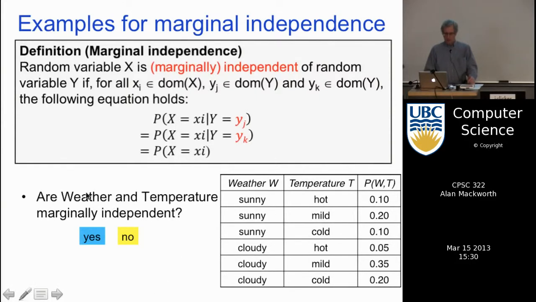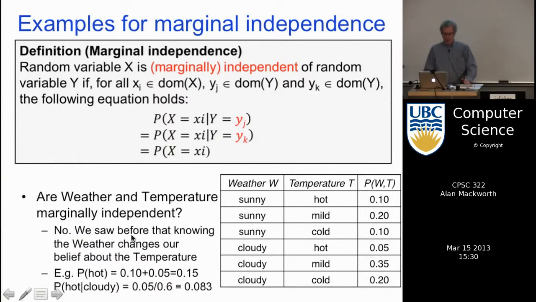So are weather and temperature marginally independent? Well, I hope by now you understand the answer is no, because we proved it right at the beginning of the class, right? No, we saw before that knowing the weather changes our belief about the temperature. So the probability of hot prior was 0.15, and the probability of hot given cloudy is 0.5 divided by 0.6, it's 0.083, based on this JPD here. Right?